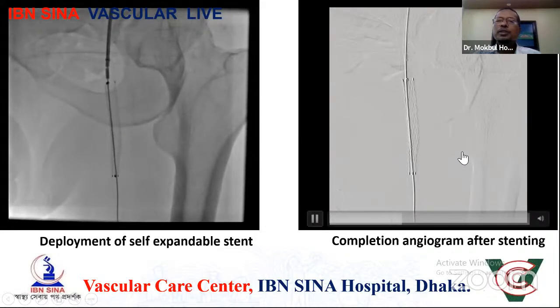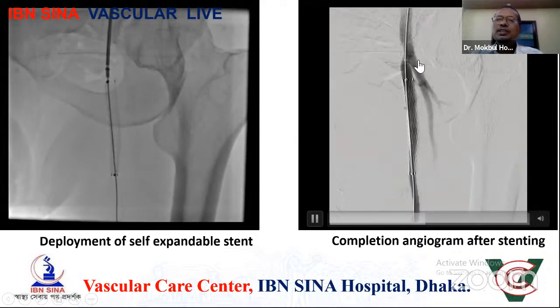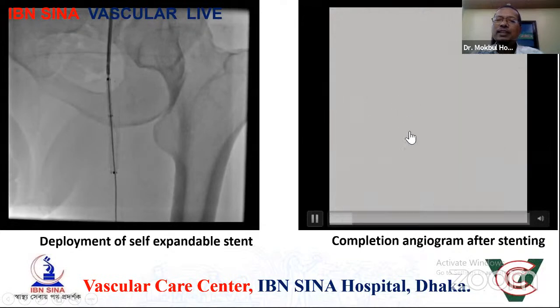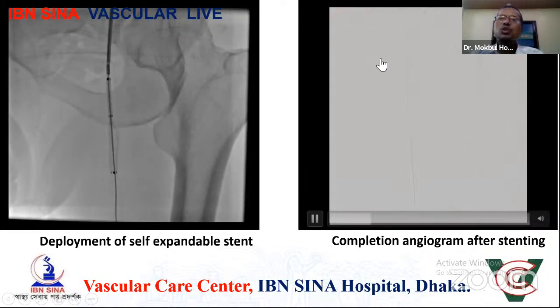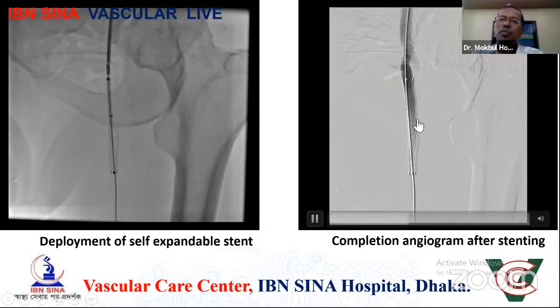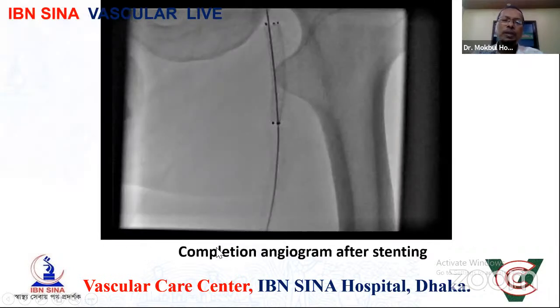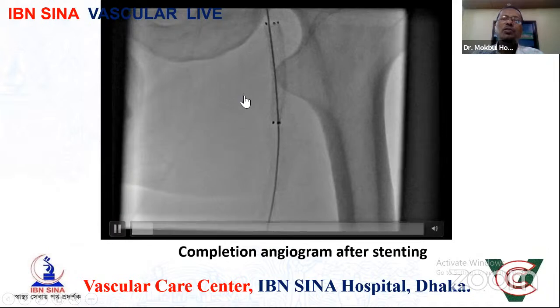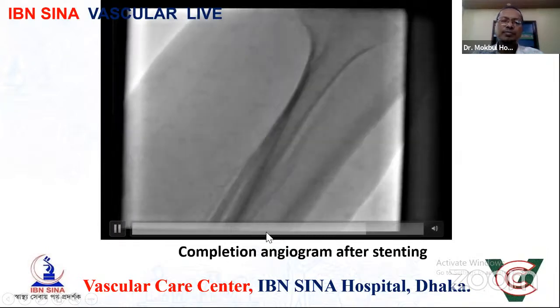After deployment of the stent, in this picture, this is the deep femoral artery, this is the SFA, and now there is non-visualization of the superficial femoral vein. So there is no communication now, the problem is solved. And this is the completion angiogram. We can see the SFA and the distal run.